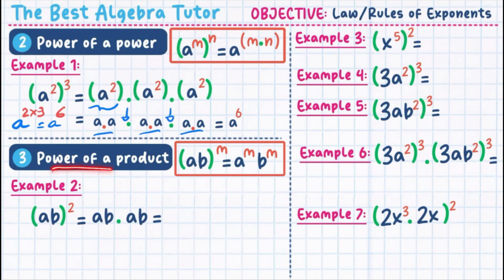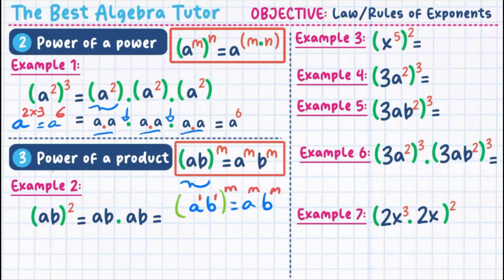Okay, so now for power of a product, when you have ab raised to the power of m, it means that you are going to distribute my exponent m to each letter inside my parentheses. In ab, my power is actually a to the power of 1, b to the power of 1. We want to raise it to the power of m. So m times 1 equals a to the power of m. Then m times 1 for my b is also b to the power of m.